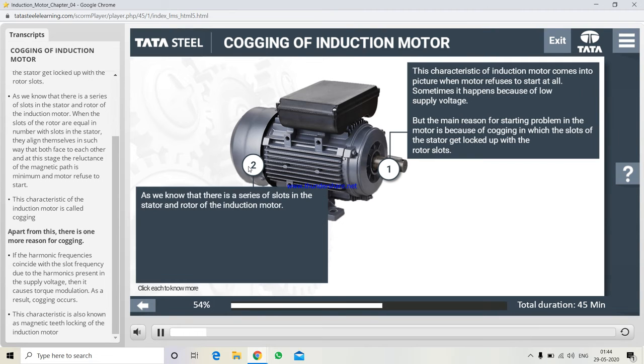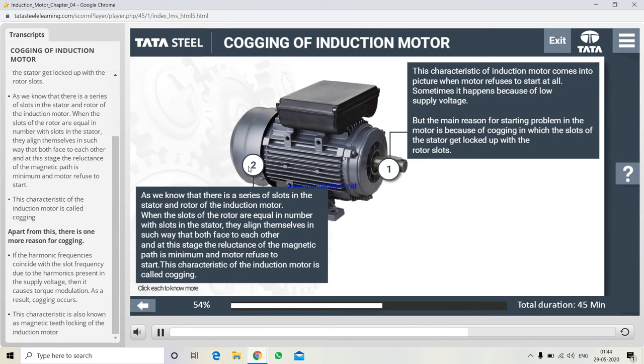As we know, there is a series of slots in the stator and rotor of the induction motor. When the slots of the rotor are equal in number with the slots in the stator, they align themselves in such a way that both face each other, and at this stage the reluctance of the magnetic path is minimum and the motor refuses to start. This characteristic of the induction motor is called cogging.